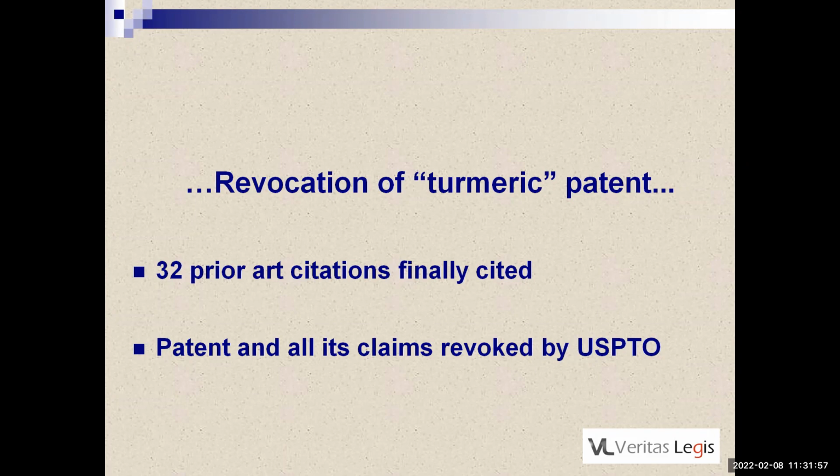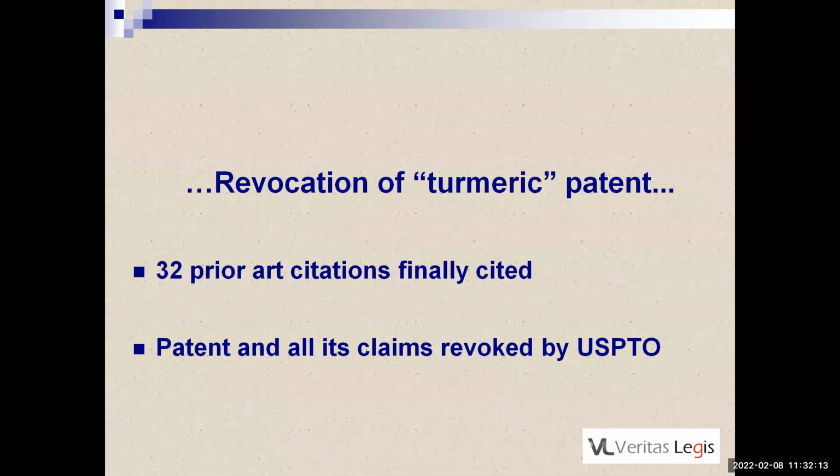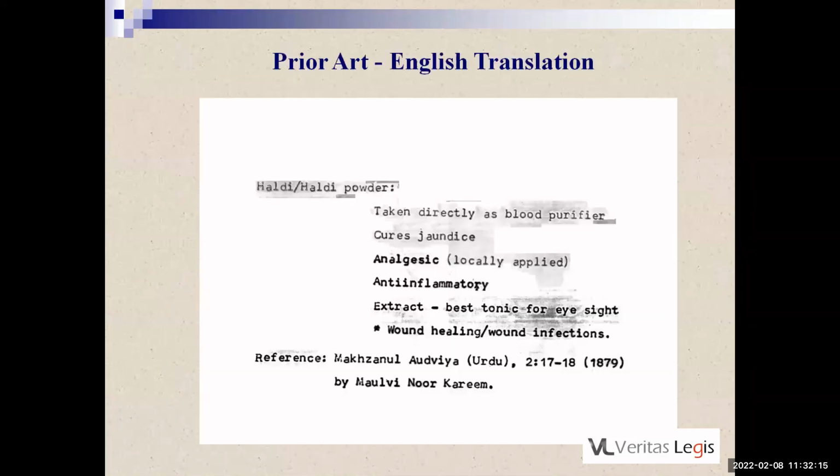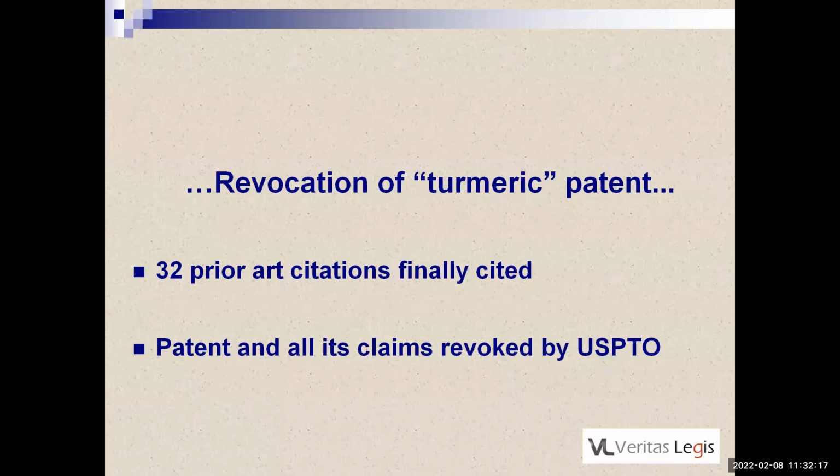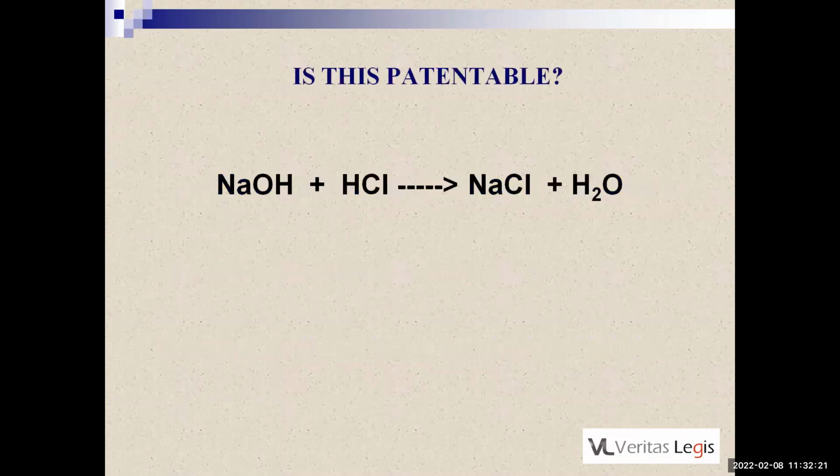Basically it is a revocation. The turmeric patent which was granted by the USPTO was revoked with 32 prior art citations finally cited. There were so many prior arts saying that turmeric is a wound healer, in Urdu and in different languages, as well as in traditional knowledge. So all the claims were revoked, and finally the USPTO patent was revoked.